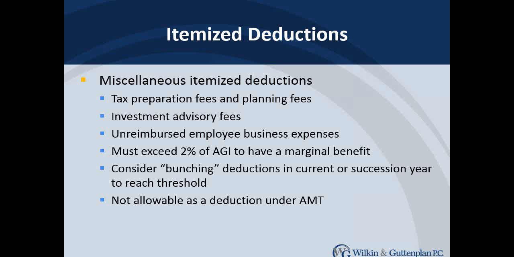This is the next area that we're going to see this floor provision come into play. In order to have a benefit for these deductions, they need to exceed 2% of your adjusted gross income to have a marginal benefit. One thing to keep in mind is that these items are disallowed for AMT purposes. So this is one area that you may not necessarily see a tax benefit, tax savings, if you are subject to AMT.